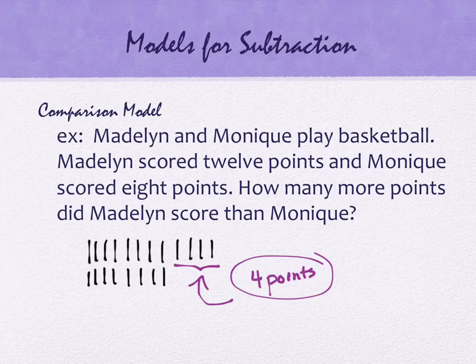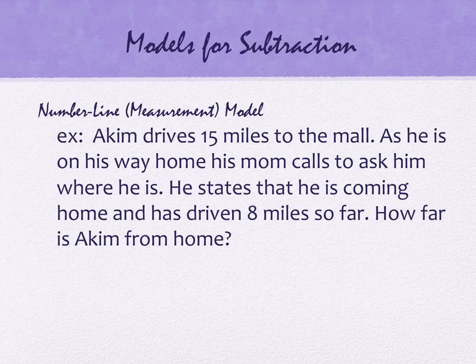The last one is actually what's called a measurement model. So it is often done with a number line. We had a number line or measurement model for addition last time. So this one would be something like this. Akeem drives 15 miles to the mall. As he's on his way home, his mom calls to ask him where he is. He states that he's coming home and he's driven 8 miles so far. How far is Akeem from home? So what I want you to notice is that what we're counting in this case is not objects. We're counting a distance.